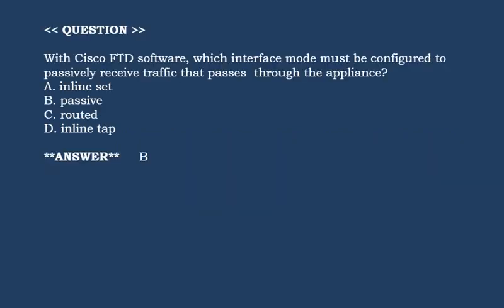Next question is, with Cisco FTD software, which interface mode must be configured to passively receive traffic that passes through the appliance? Option A. Inline set. Option B. Passive. Option C. Routed. Option D. Inline tap. Correct answer is option B.